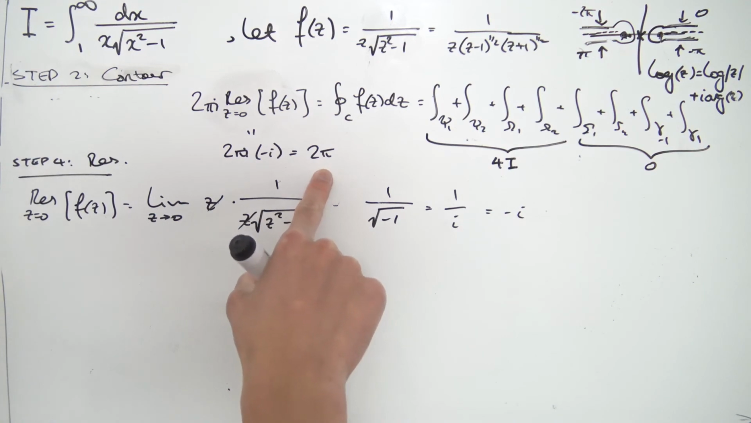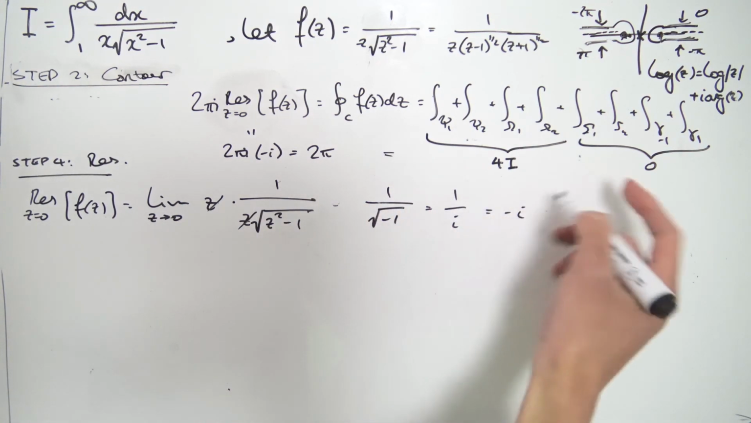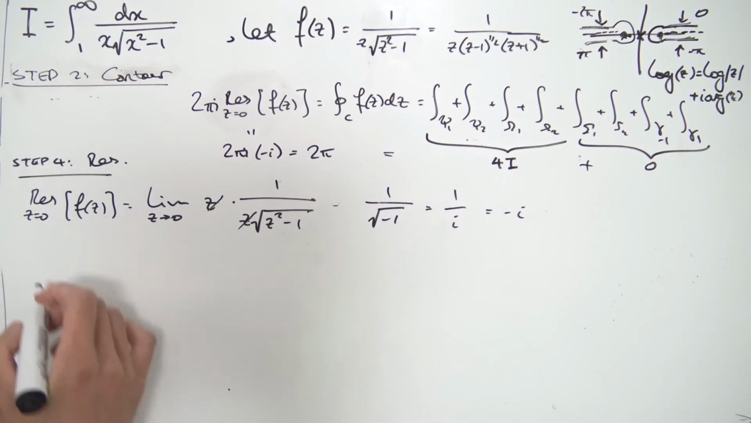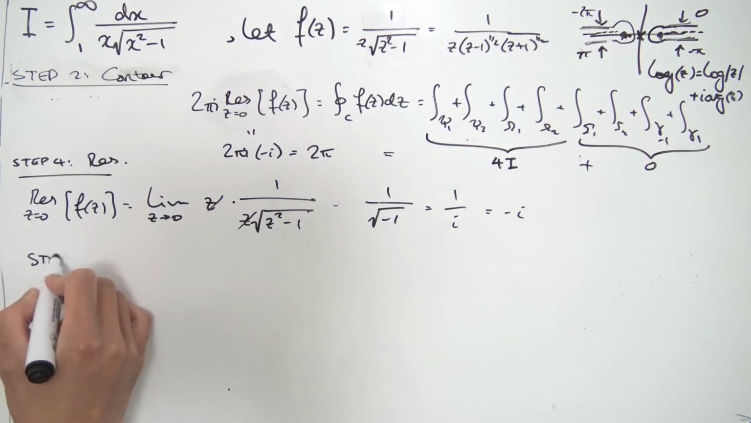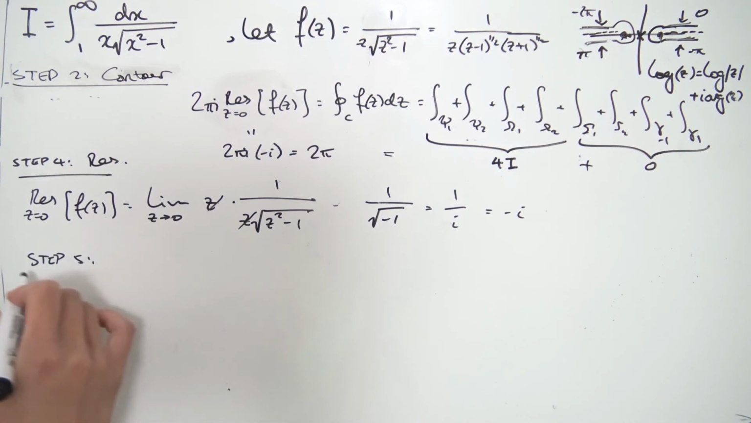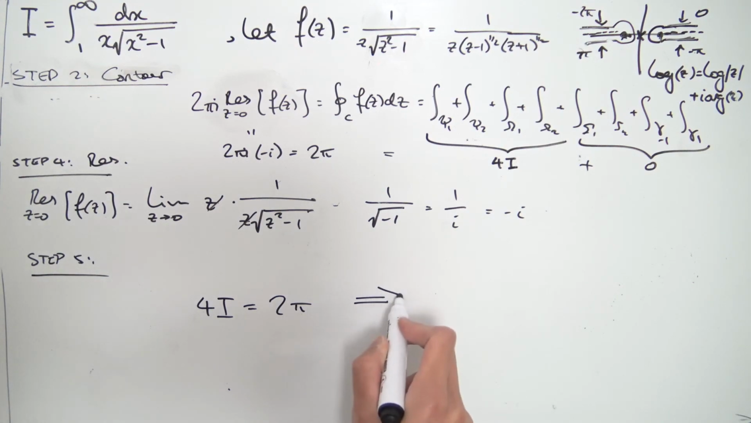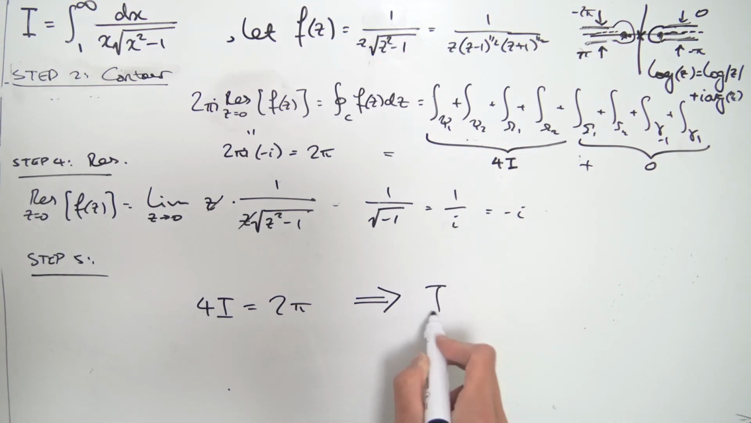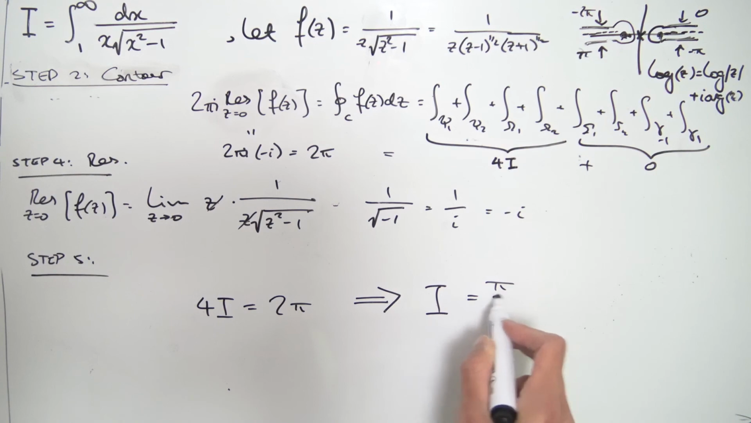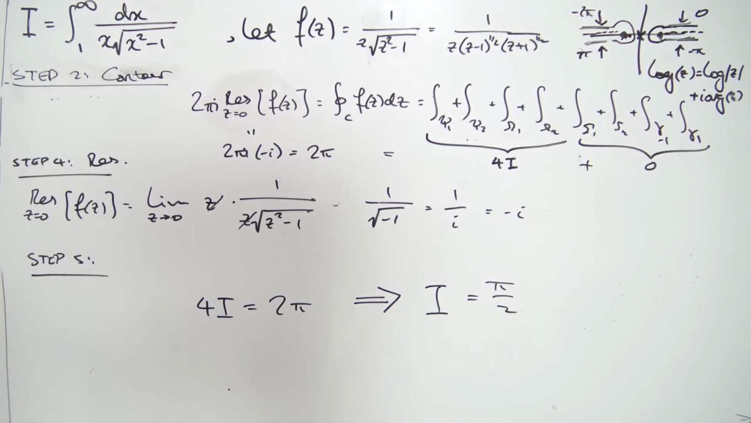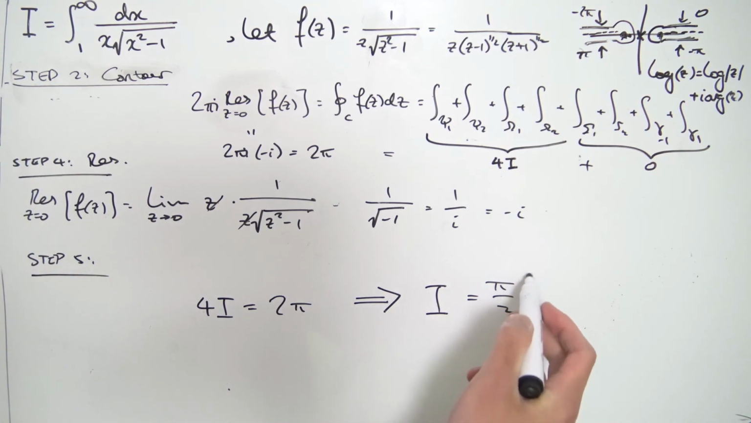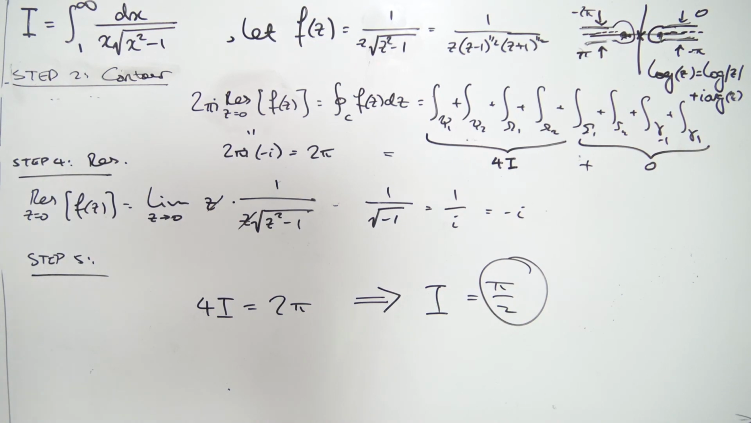So we have 2 pi is equal to 4i plus a 0. So I guess step 5 now is the final result. So we have 4I is equal to 2 pi, which tells us that I must be equal to pi on 2. And I is the integral we started out with at the very start. So pi over 2 is the answer to this integral.